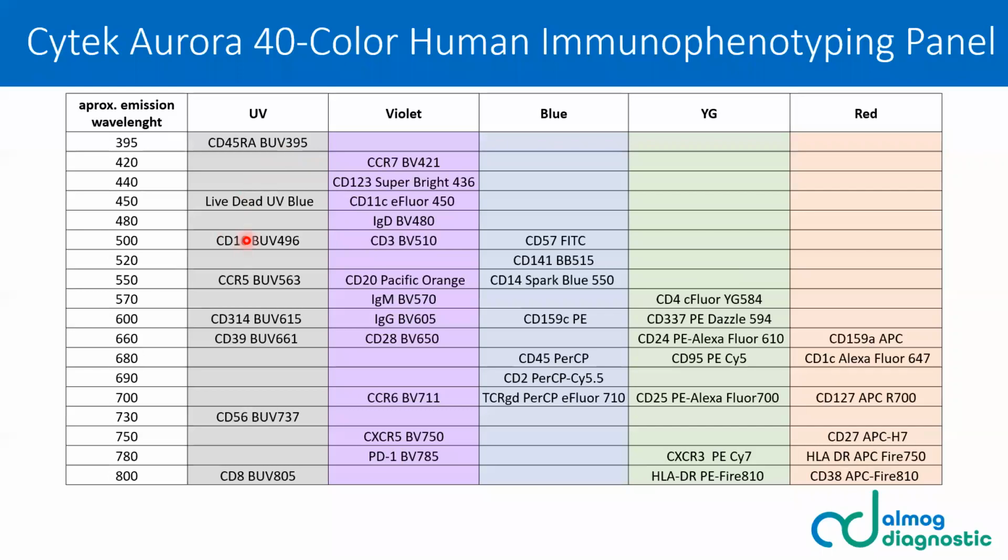As you can see, there are several dyes that are heavily overlapping, actually Brilliant Violet 421 and Super Bright 436, and also FITC and Brilliant Blue 515, and of course APC and Alexa 647. So this panel was used to stain all these cell populations. And of course, you can see that there are still many channels available here that can be occupied by new fluorochromes that are hopefully under development today.